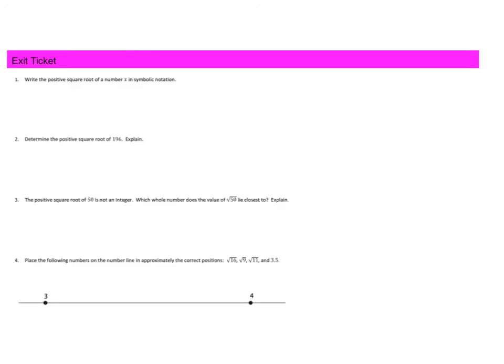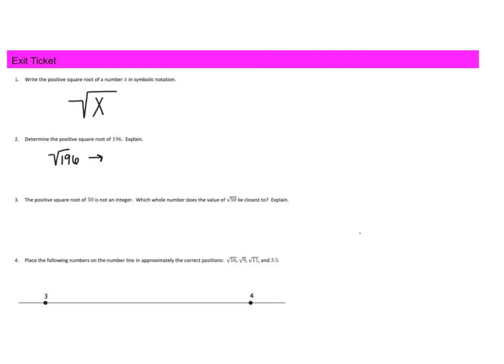All right, for your exit ticket, you have quite a few questions, so I'm going to go over them with you right now. It says, write the positive square root of a number x in symbolic notation. So I'm going to do this one for you. So if we were finding the square root of x, this is how we would write it. That's our symbolic notation. Okay. Number 2, determine the square root of 196. So I want you to figure out, what does the square root of 196 equal? Okay, that'll be your answer there.